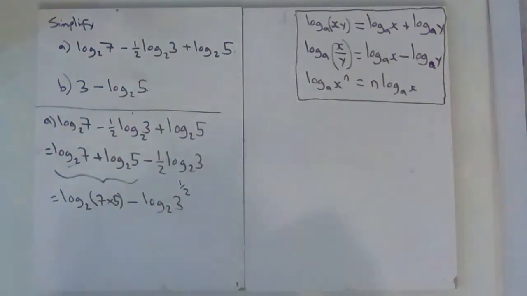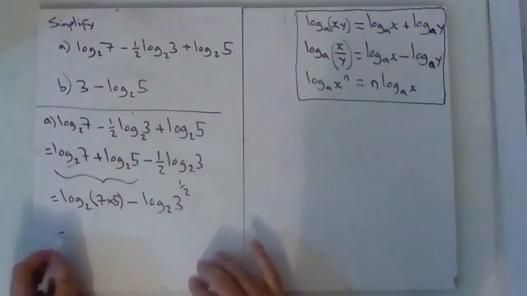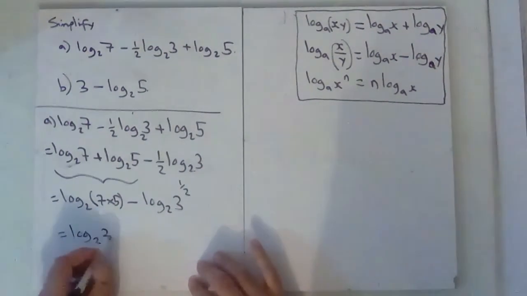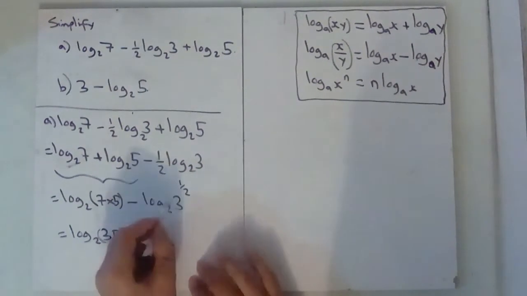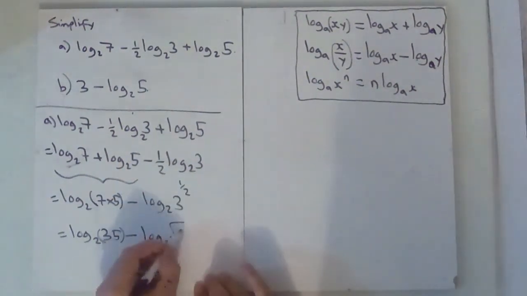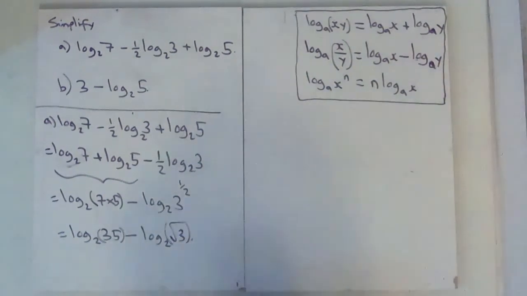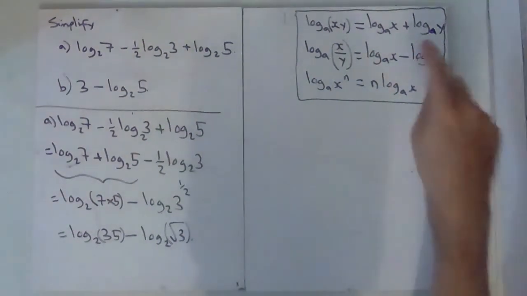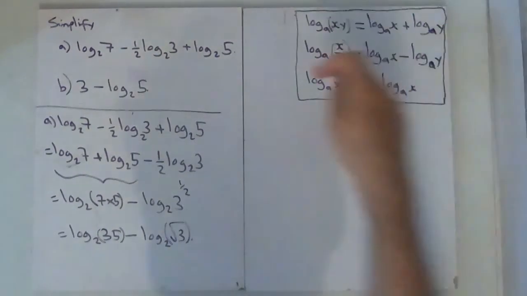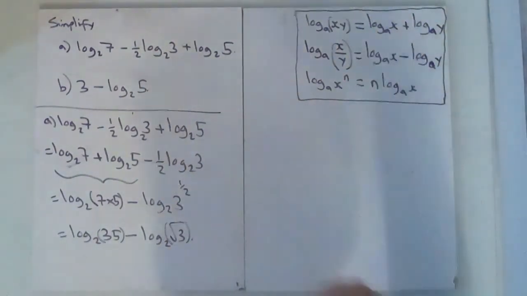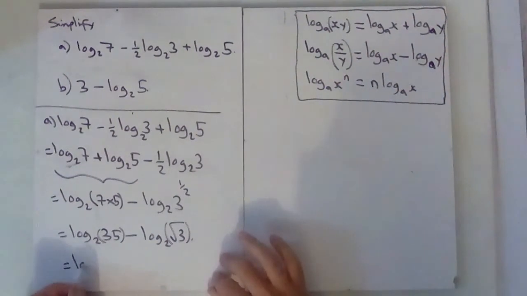Okay, so if we tidy this up, well, 7 times 5 is 35, equals log base 2 of 35 minus log base 2, and 3 to the half we know is root 3. Put that in like that. Now we can use the second law, which says log base a of one thing minus log base a of another thing is a single log of the first thing divided by the second thing. So this is now log, still in base 2, of 35 over root 3.